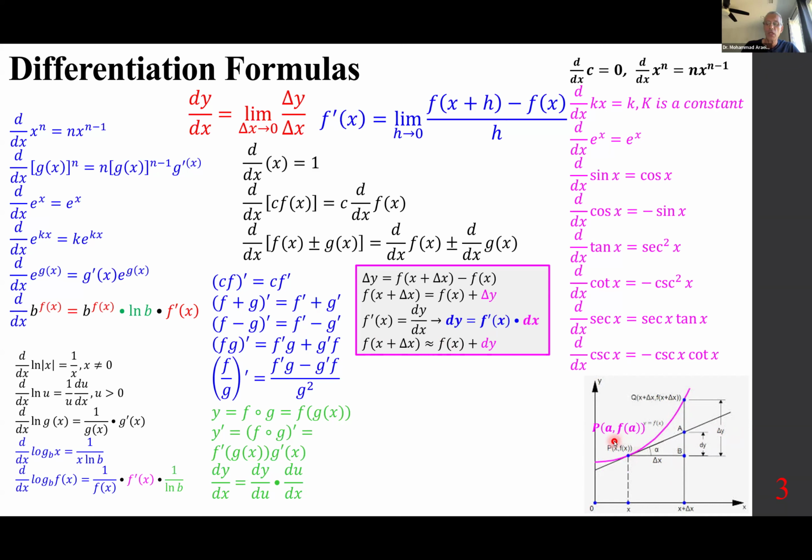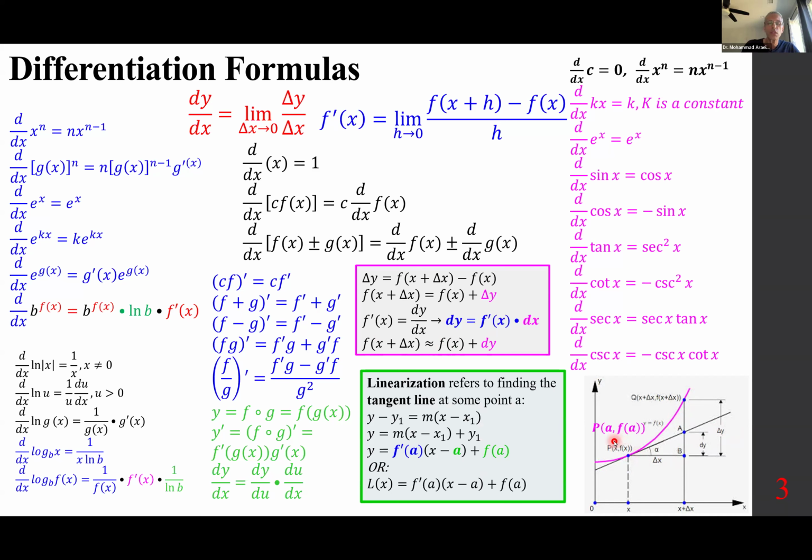If we call this point a comma f of a, and we use the point slope on that, that is the tangent line. We call the tangent line the linearization or L of x. And they both can give us an approximation nearby this point A. Point A, comma f of a belongs to both the curve and the line, okay?